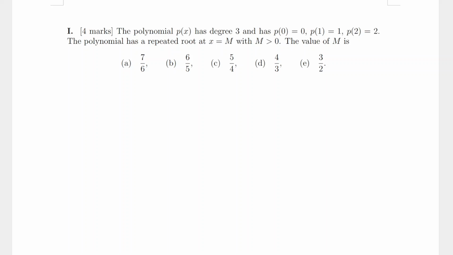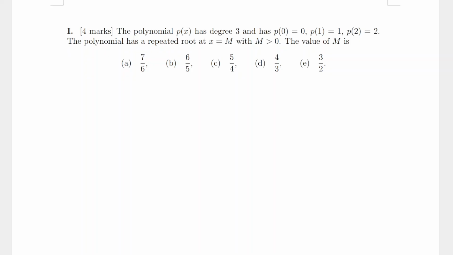Alright, question 1.9. The polynomial p of x has degree 3 and has p of 0 is 0, p of 1 is 1, and p of 2 is 2. The polynomial has a repeated root at x equals m, with m greater than 0. The value of m is how many?